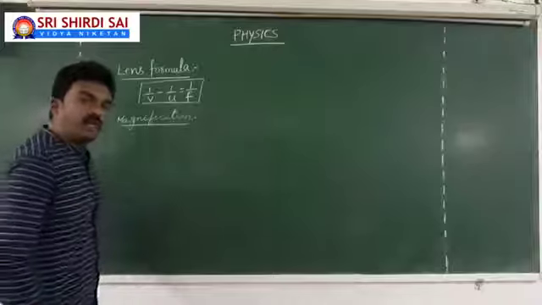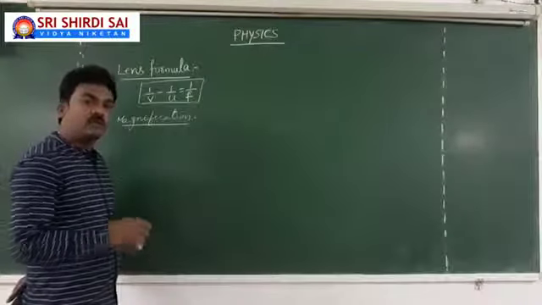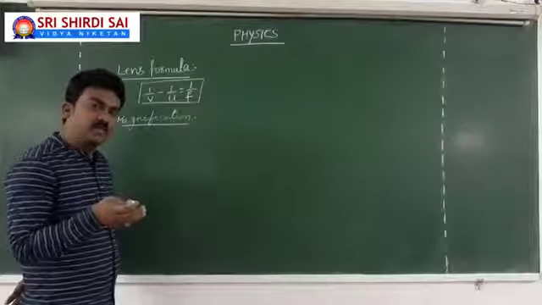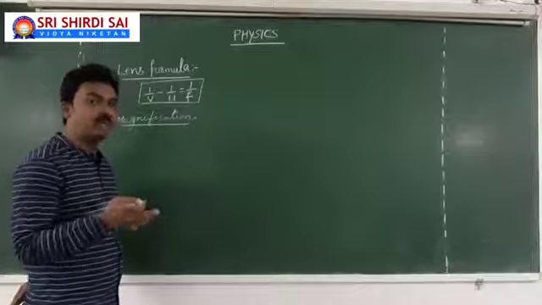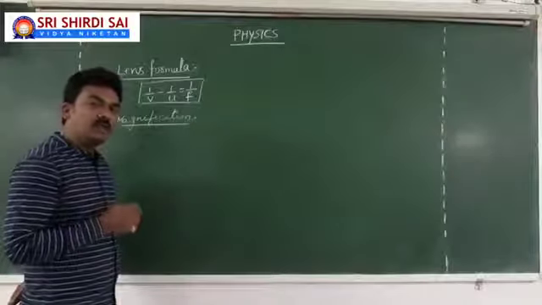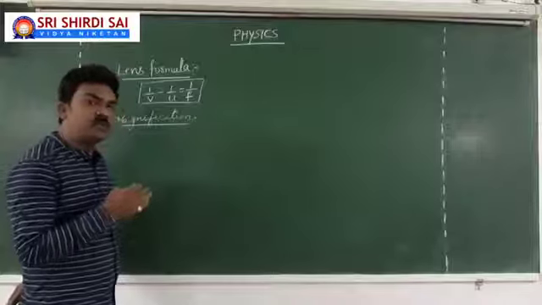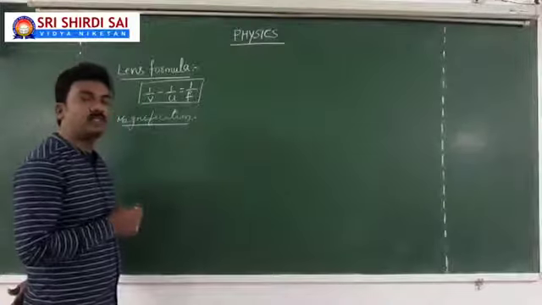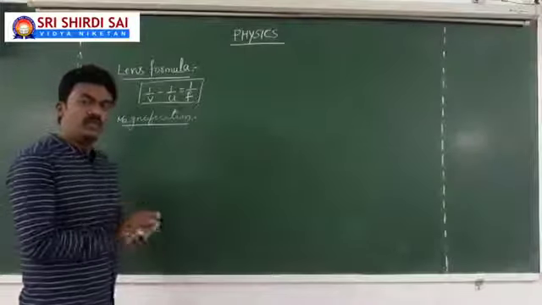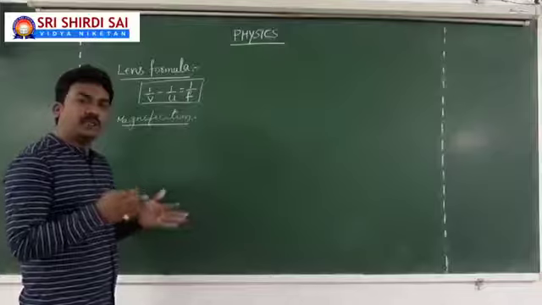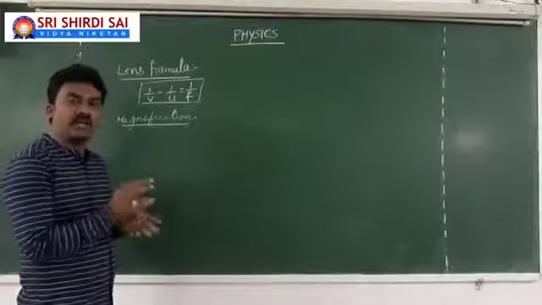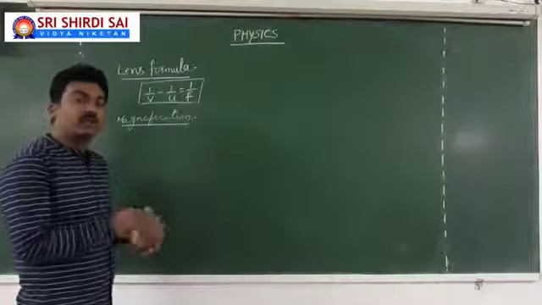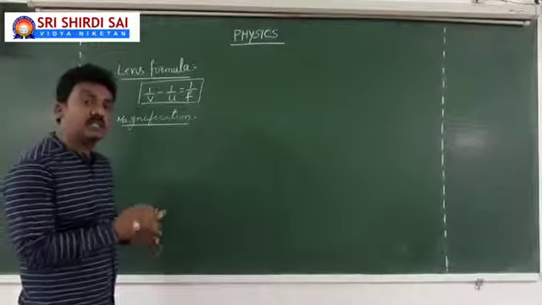Of course, magnification is of two types based on the placement of the object, whether the object is placed transversally or longitudinally. Transversally means the object is placed perpendicular to the principal axis. Longitudinally means the object is placed along the principal axis. Usually, if there is a question where an object is placed in front of a convex lens or a concave lens at a distance of 30 centimeters, then by default it is placed transversely.